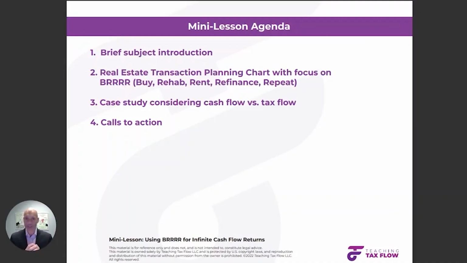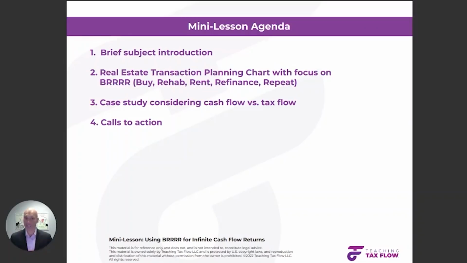It doesn't have to be residential. It could be really several different asset types. Rehab or renovate, rent, refinance, repeat. And with the BRRRR method, what you're trying to do is recover as much money as you can from your cash outlay from buying that property.